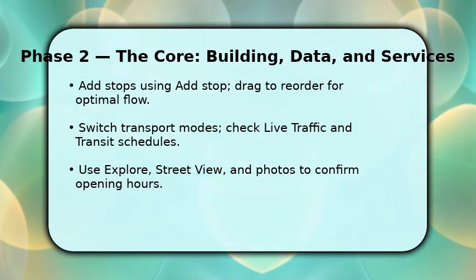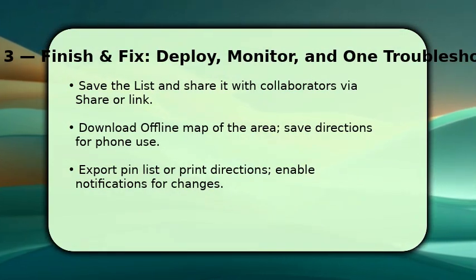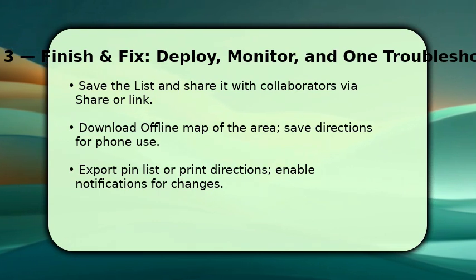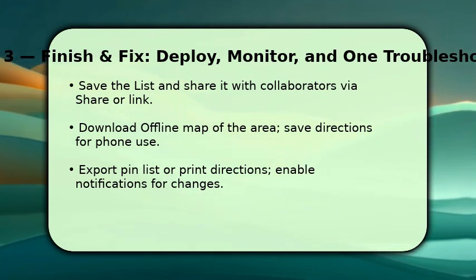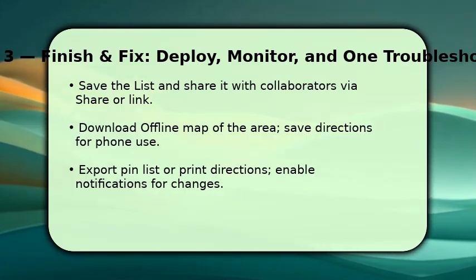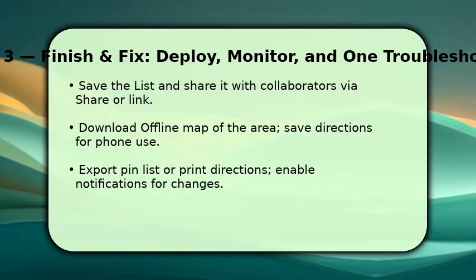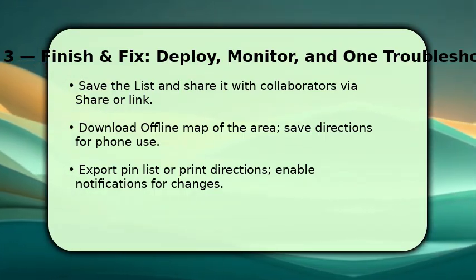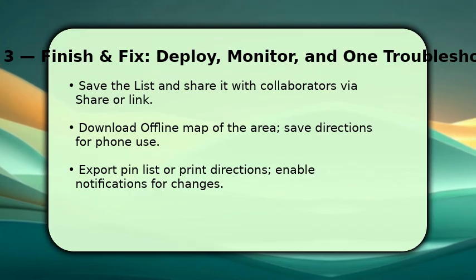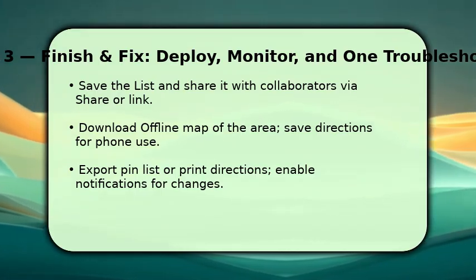Finish by saving the list and sharing it with your travel group so everyone has access to the same plan. Once saved, download the offline map for the region and save directions to your phone. This prevents navigation loss if data drops. You can also export pins or print directions for backup. If something goes wrong, clear the app cache or force close Maps, then reopen. Syncing issues usually resolve after a restart, and make sure you're signed in.